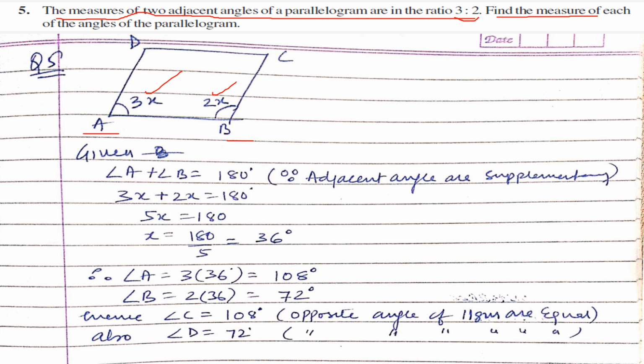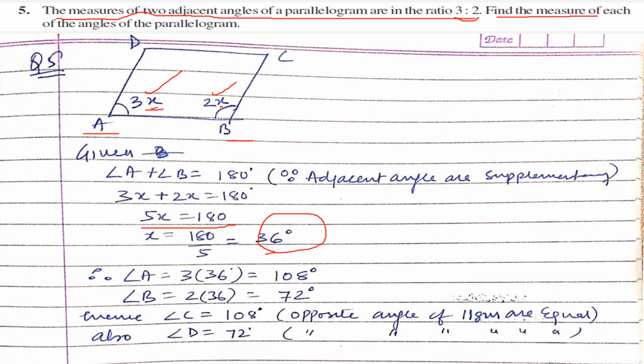Very easy. First we will try to find the value of x. How? For that we will take help of property only. We have studied in a parallelogram that adjacent angles are supplementary. So we can say 3x plus 2x equal to how much? 180. And with that help we can say x equals 180 upon 5, that is 36 degrees. So we have got x as 36 degrees.